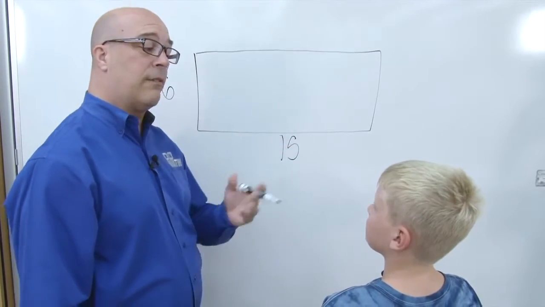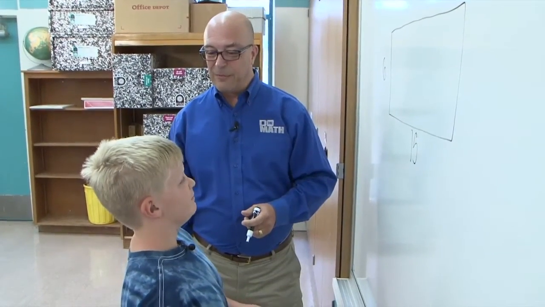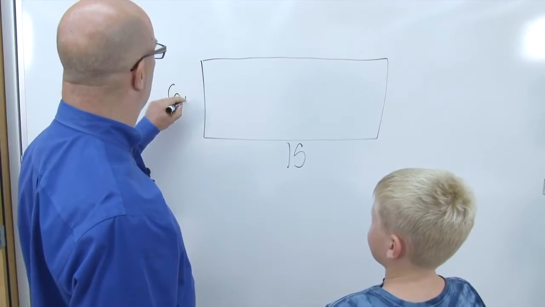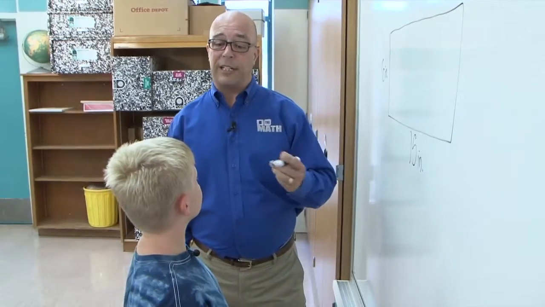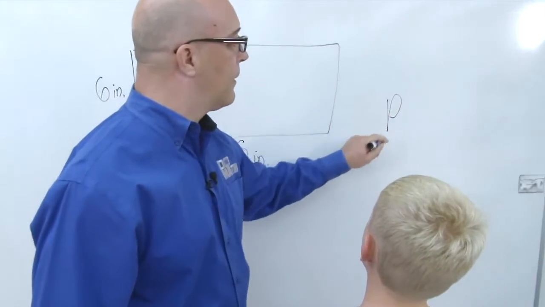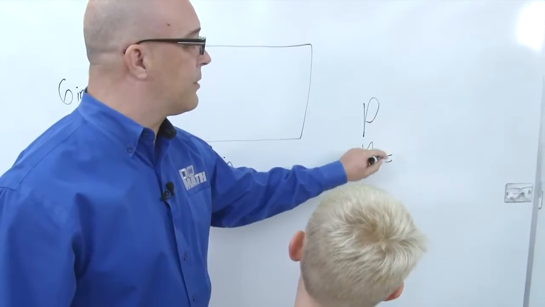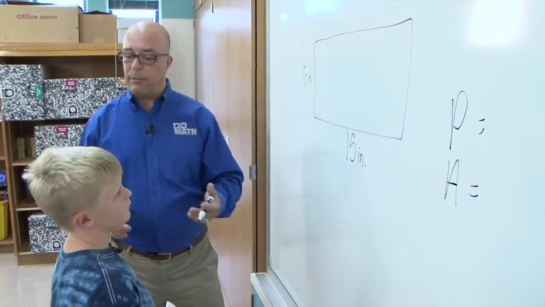Now, would you like to work in feet, inches, meters, miles? What would you like? Doesn't matter. So you pick one. Inches. All right, so we'll go 6 inches by 15 inches. Now, what I'd like to do is figure out what the perimeter is and what the area is. Now, before we do that, can you explain a little bit about the difference between perimeter and area?